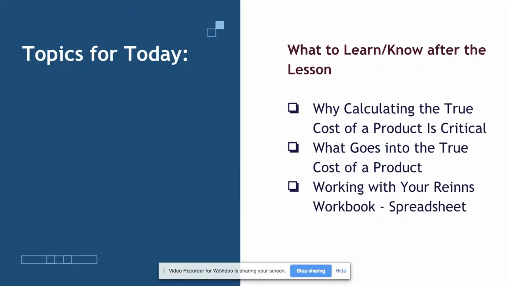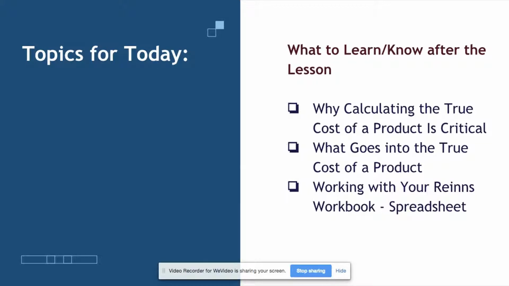Why calculating the true cost of a product is critical, you'll learn that today, and what goes into the true cost of a product. The good thing is I've been talking about these things since the beginning. I'm glad because I've been taking you step by step, and now we want to break it down in bits. This is the time I've been telling you about the shipping, the cost of goods, and all that. Here I'll break it down in bits, and I will include every single point that needs to be included.